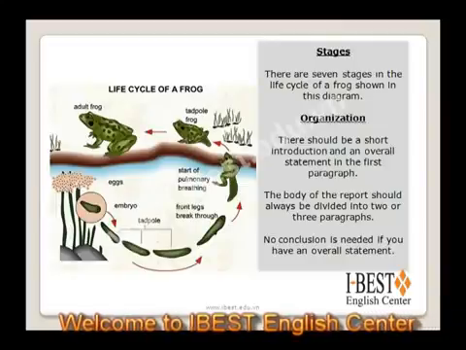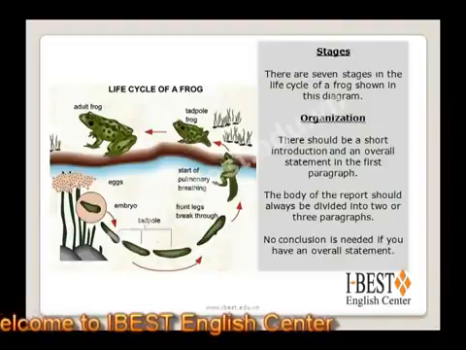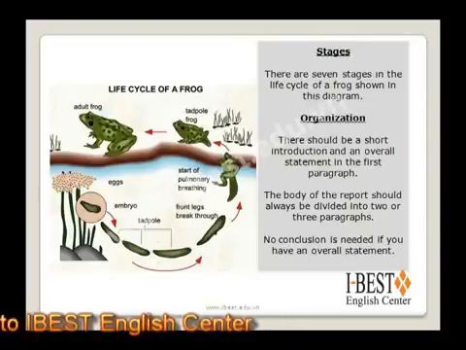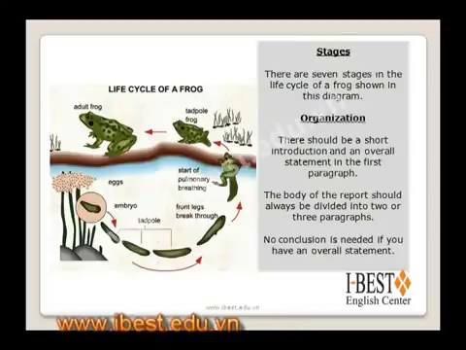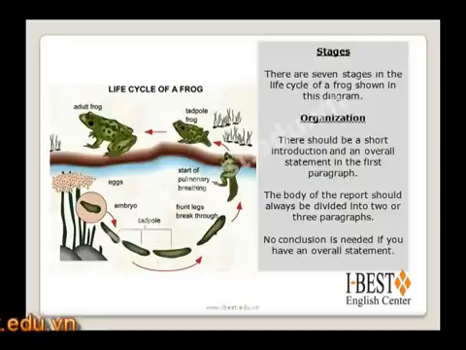If we look at the stages, we can clearly see that there are 7 stages in this diagram which shows the life cycle of a frog. We can see that it starts with eggs, then embryo, tadpole, front legs break through, start of pulmonary breathing, tadpole frog, and then adult frog. We also need to think about the organisation of the report. How will you divide these stages into paragraphs?